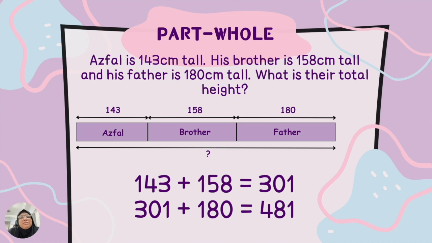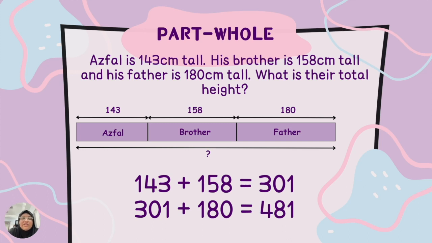If you were to solve this using a part-whole model, the kid can draw one big whole rectangle and then divide it into three parts: the first one being Asphalt, then brother, and father. The student should be able to label them accordingly, 143, 158, and 180. Since the question is asking for the total, the question mark should be labeled from Asphalt all the way to the father. From there, the kid will be able to tell that in order to find their total height, I will have to add all of them up.